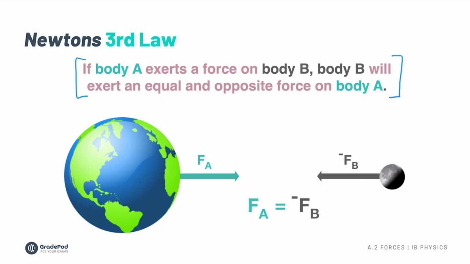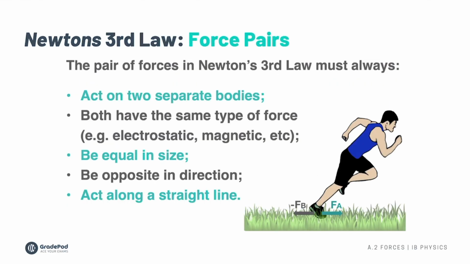But let's look at the rules for Newton's third law force pairs. A pair of forces obeying Newton's third law will always have the forces acting on two separate bodies. That's rule number 1. Rule number 2 is both forces have exactly the same type of force. Rule number 3 is they will be equal in size. Rule number 4 is they are opposite in direction. And rule number 5 is they act in a straight line. If we can look at a force pair and say all of these 5 things apply, then we're looking at a Newton's third law pair.